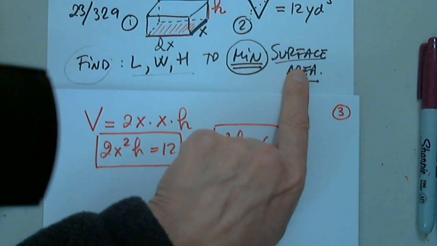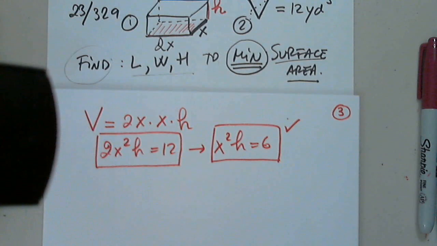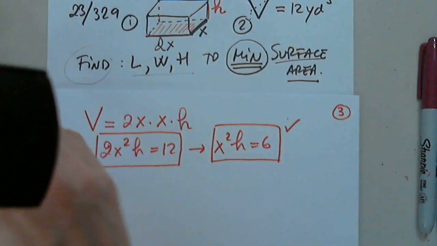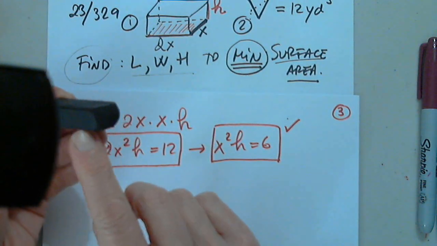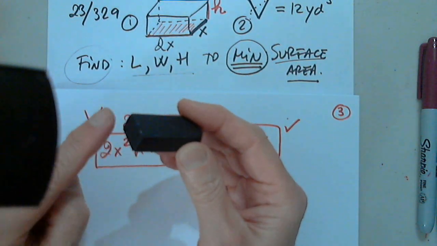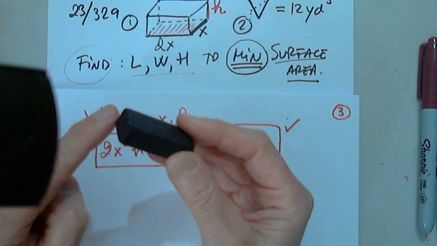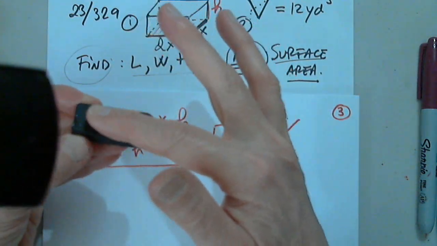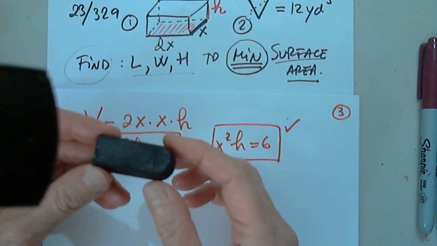Surface area. It's a function that I need to minimize. So let's look again. How do we find the surface area? Imagine that this is my container. It has a length, a width, and a height. I want to find its surface area, and there is no lid. The lid is missing. It says open waste dumpster.